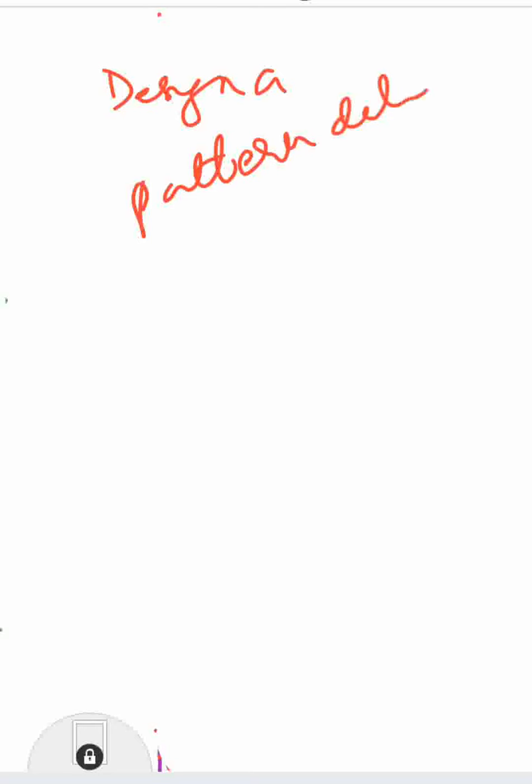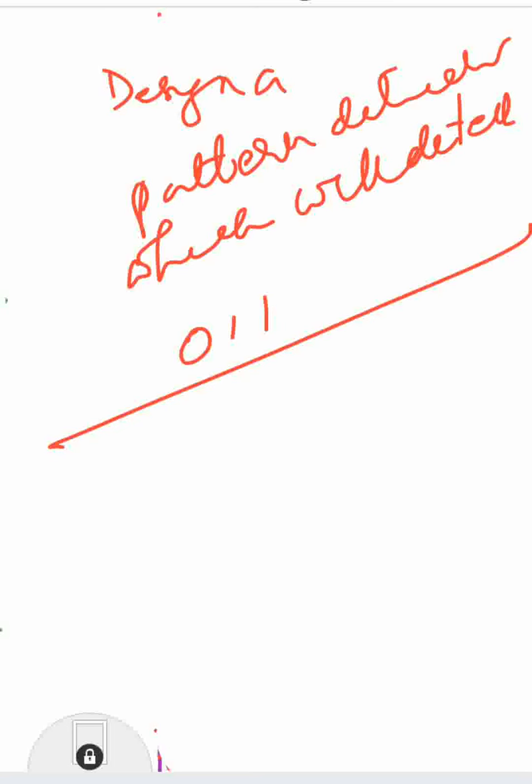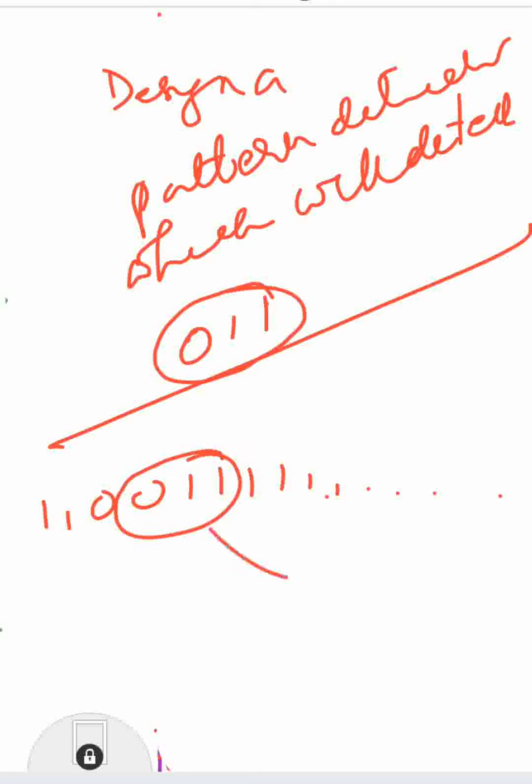The question is, design a pattern detector which will detect the pattern 011 in a number stream, which means the numbers are coming like 1 0 0 1 1 1 1 1 etc. Assume that the numbers are coming. Whenever the pattern 011 comes, you have to recognize that pattern.